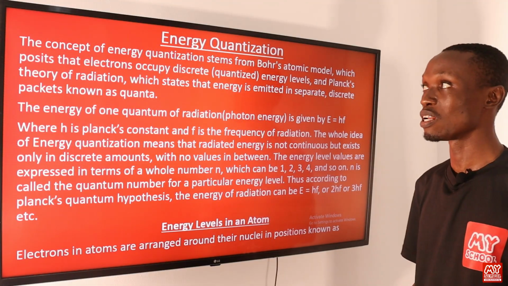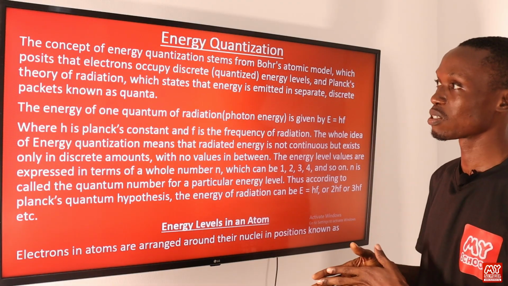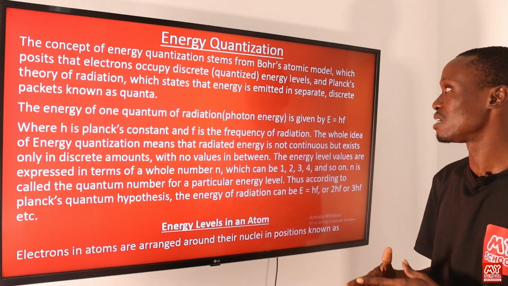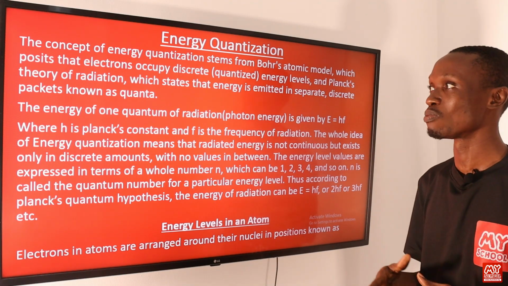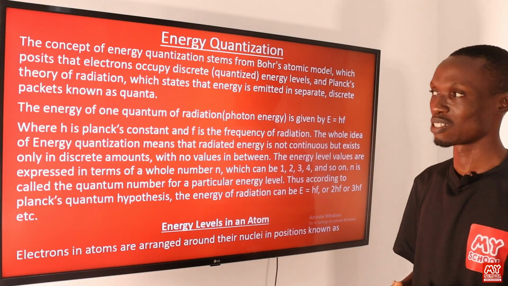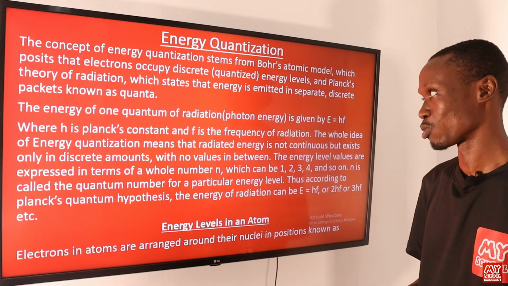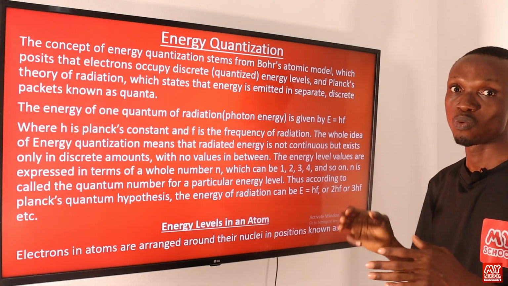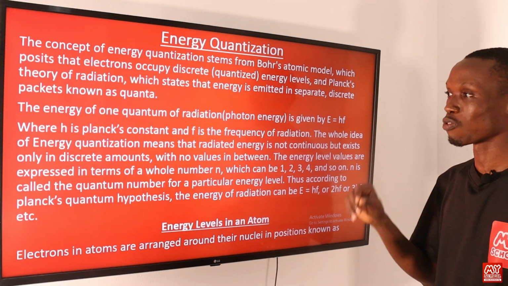The concept of energy quantization comes from Bohr's atomic model, which states that electrons occupy discrete, that is quantized, energy levels, and Planck's theory of radiation. This theory says that energy is emitted in separate discrete packets known as quanta. The energy of one quantum of radiation, in bracket photon energy, is given by E = hf, where h is Planck's constant and f is the frequency of radiation.